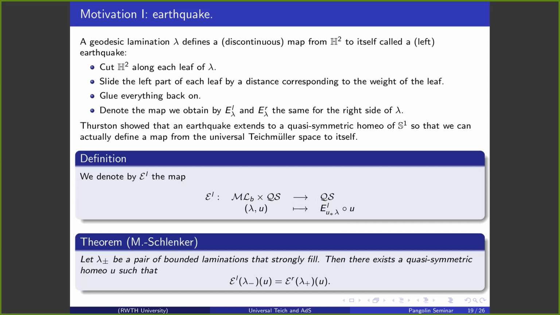And actually, a complete, direct restatement of the main theorem is this result: if you take a pair of bounded and strongly filling laminations, you can find a quasi-symmetric homeomorphism for which sliding on the left by lambda minus is the same as sliding on the right by lambda plus.